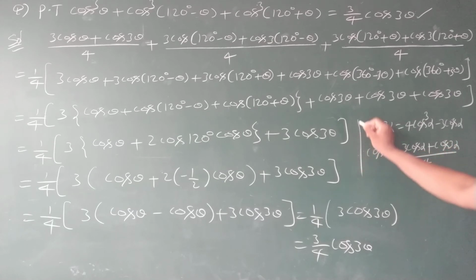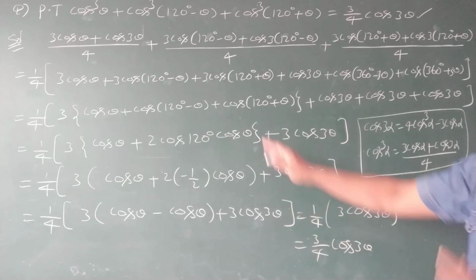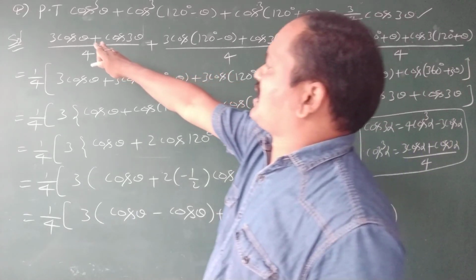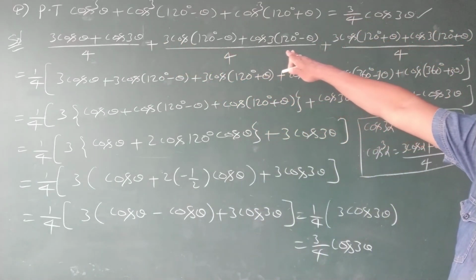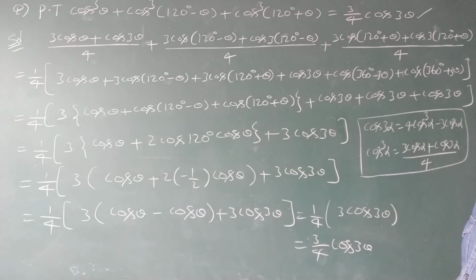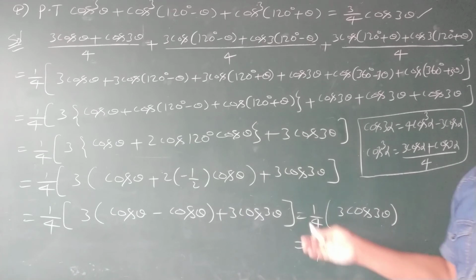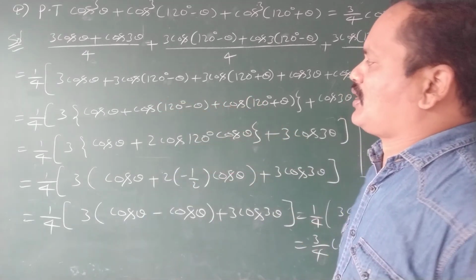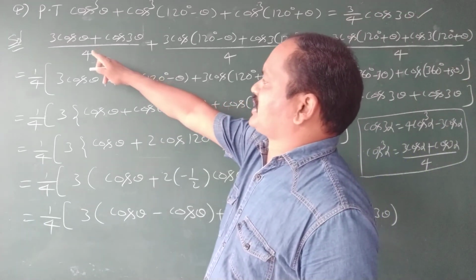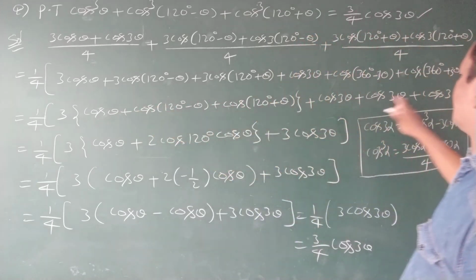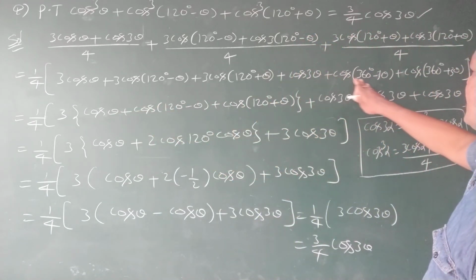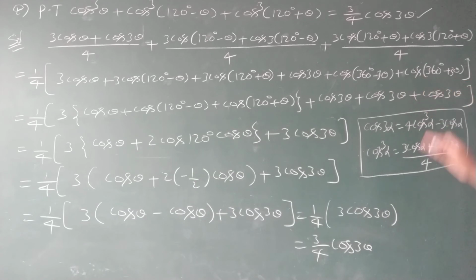According to this formula, we have to write the LHS, that is (3 cos theta plus cos 3 theta) by 4 plus (3 cos(120 minus theta) plus cos 3 times (120 minus theta)) all by 4 plus (3 cos(120 plus theta) plus cos 3 into (120 plus theta)) by 4, like that. So after simplification, we take 1 by 4 common. The 3 times cos functions are taken in one unit and the remaining are cos 3 theta, cos(360 minus 3 theta), cos(360 plus 3 theta).